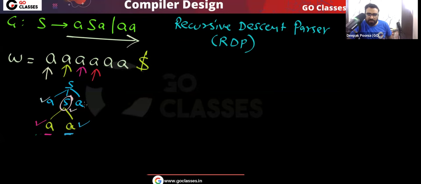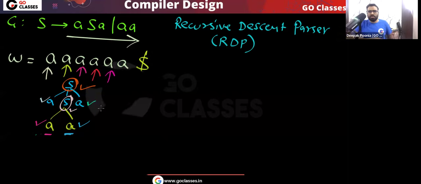Now what about this A? You can see this is the current input symbol, and this A is matching with it, so this is also successful. Now this S is thinking that all my branches are successful, so this S will say, okay, I am also successful. And notice one thing: total 4 A's have matched. So now the current input symbol is this.